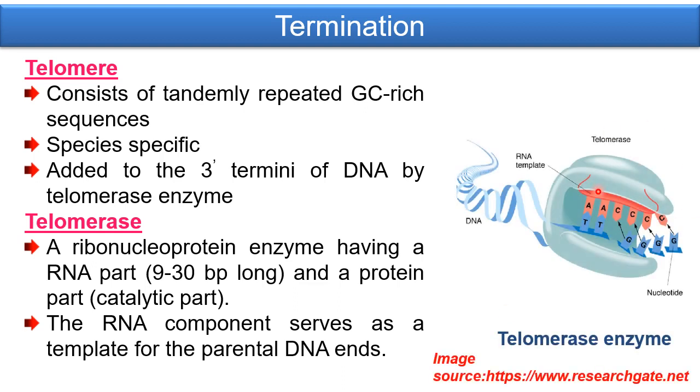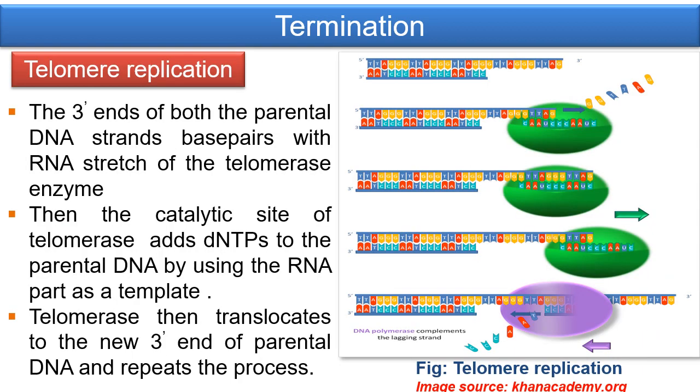This is the structure of the telomerase enzyme. This is the RNA stretch, which will act like a template for parental DNA ends, and this will bind to the DNA strands and carry on the process. Telomere replication: during telomere replication, first the aim is to extend the 3' hydroxyl group in both the parental DNA strands. So the 3' ends of both the parental DNA strands, that is both the leading and lagging strand, will base pair with the RNA stretch of the telomerase enzyme.